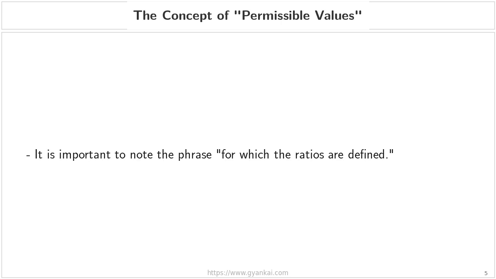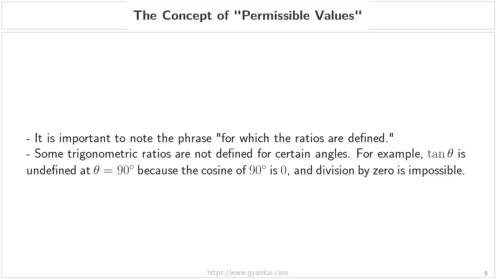Now, before we move on to our practical examples, I want to draw your attention to a very important nuance in our formal definition. You might have noticed the phrase, for which the ratios are defined. This is a crucial qualifier. In mathematics, we have to be careful because some trigonometric ratios simply do not exist for certain angles. Let's look at a specific example, tangent theta. At 90 degrees, tangent theta is undefined. Why is that?